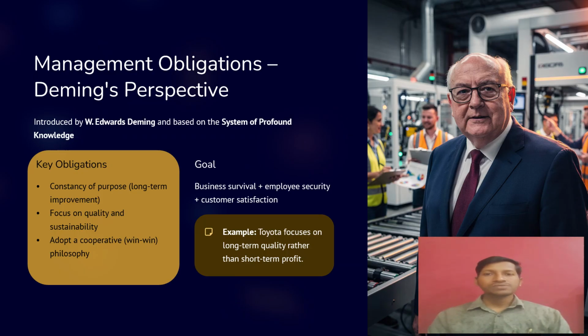To understand social responsibility, we must first understand the obligation of management within the organization. Dr. W. Edwards Deming, a pioneer in quality management, introduced 14 points that he believed were essential for any organization to stay competitive and provide jobs. These points are not just technical rules, they are part of what he called the system of profound knowledge.